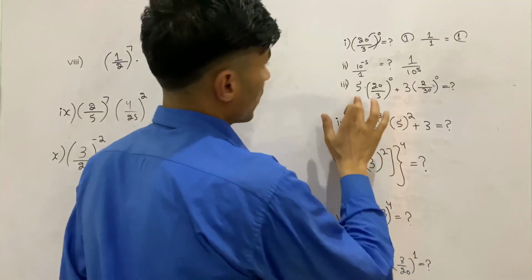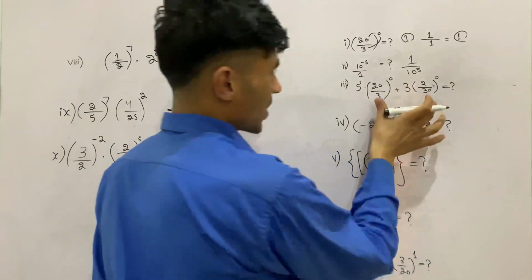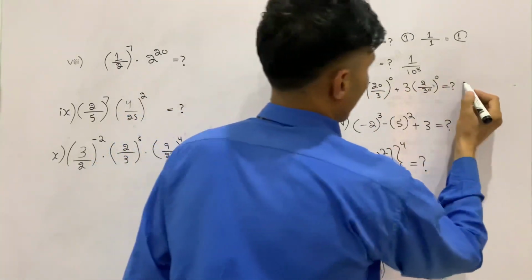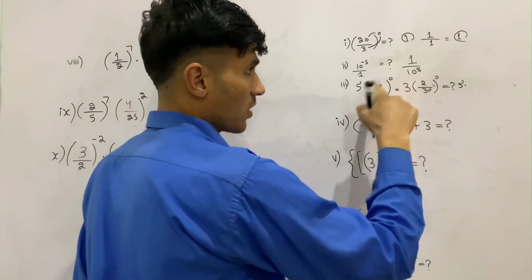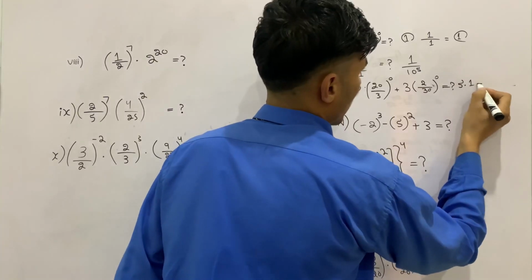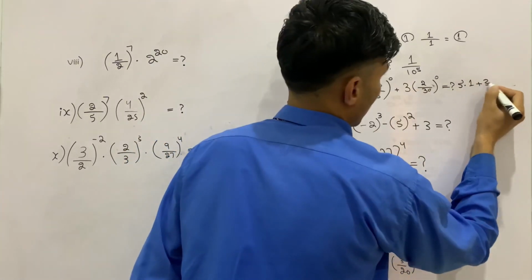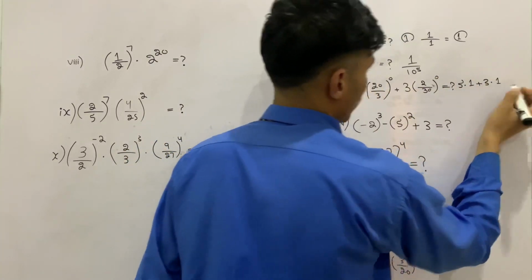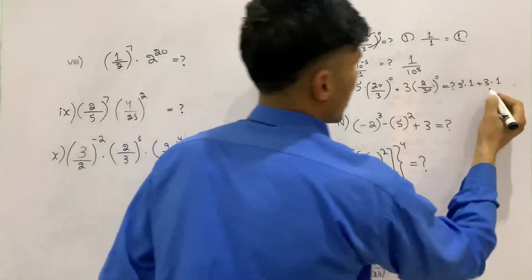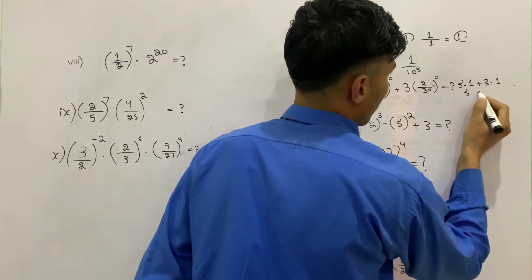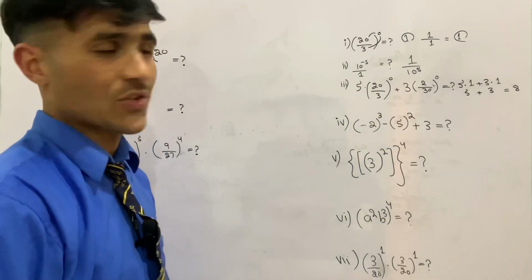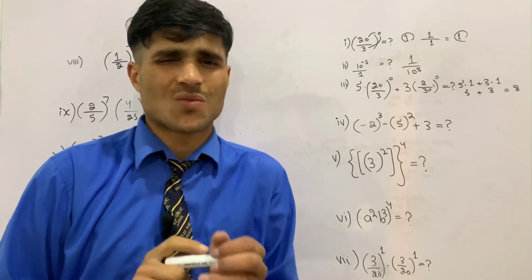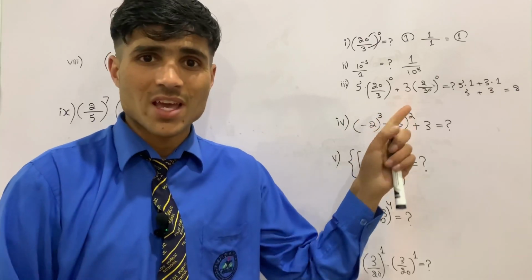Look at the third question. So easy. 5 multiplied by, this becomes 1, anything to the power 0 equals 1, plus 3 multiplied by 1, anything to the power 0 equals 1. So 5 multiplied by 1 is 5, 5 plus 3 equals 8. So easy and so sweet. Of course it is. Hope you got it.